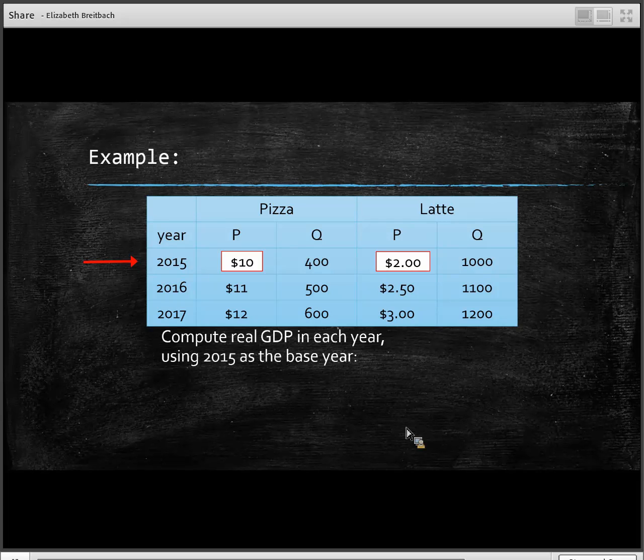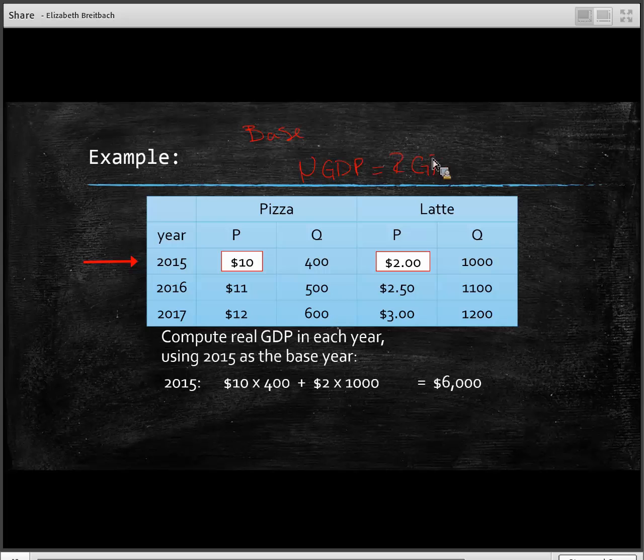So in 2015, when we're in the base year, nominal and real GDP are equal. And this is because the nominal is the current prices, while the current prices are the base year prices. And so 2015, again, has $6,000 as their real level of GDP.